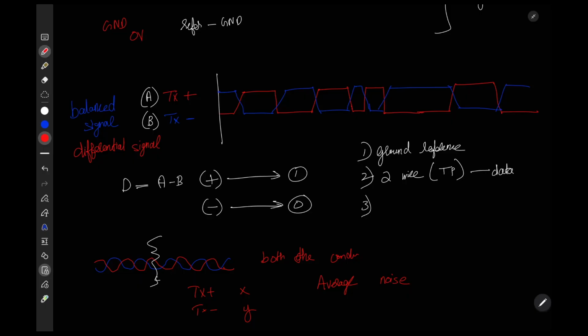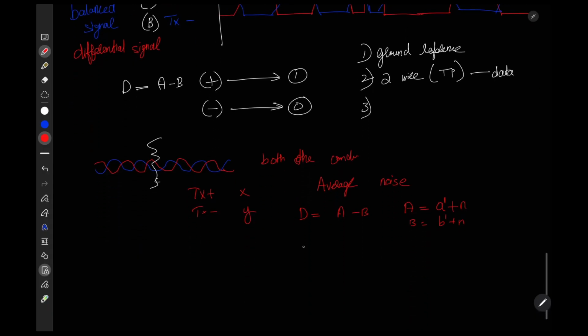And because the differential signal is a minus b, the noise will cancel out. Suppose a is equal to a prime plus noise and b is equal to b prime plus noise. When taking the differential signal, it will be a prime plus noise minus b prime minus noise, and the noise will cancel each other, right?